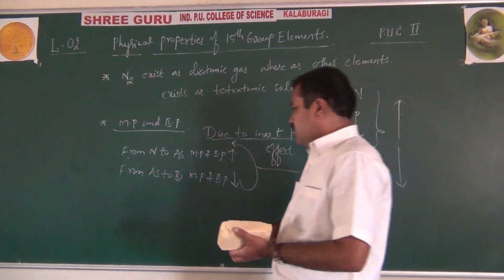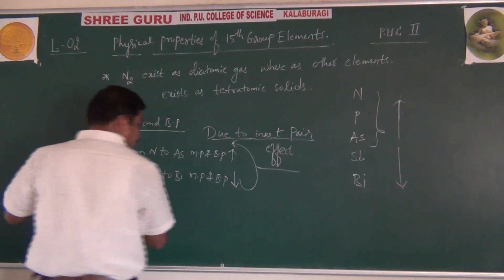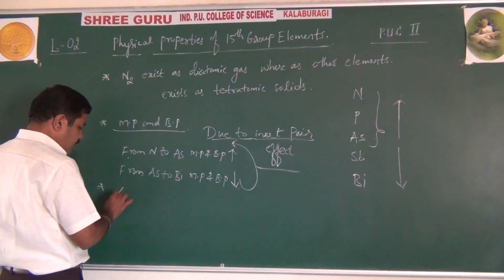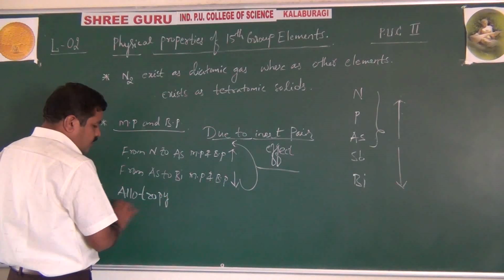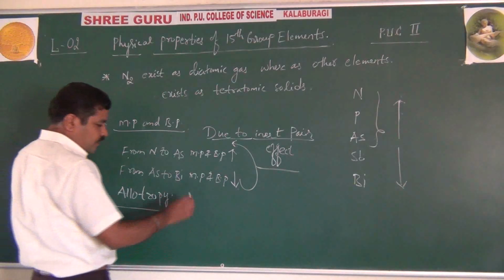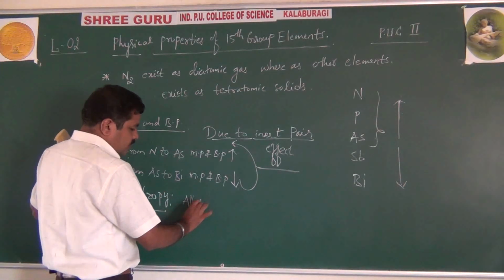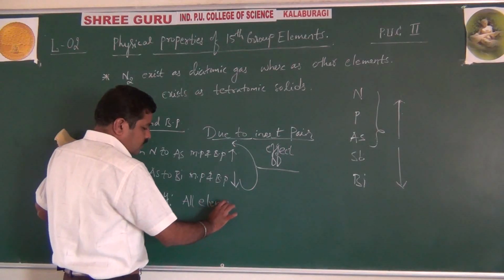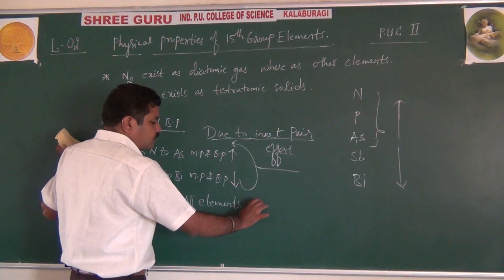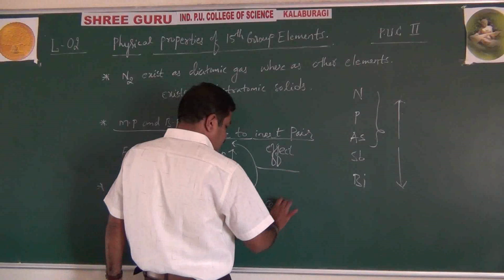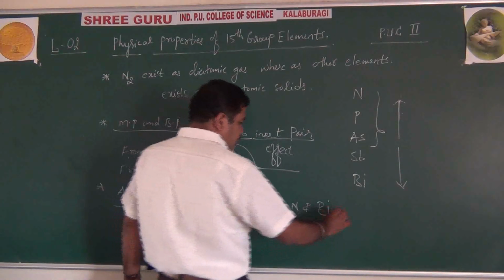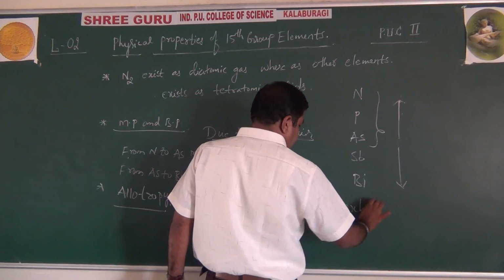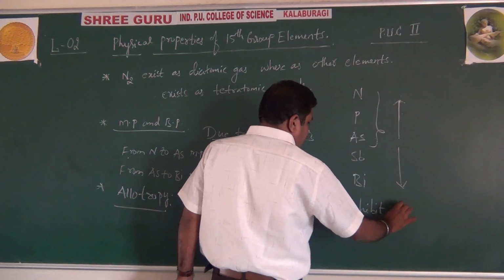Now next, regarding allotropy. All elements except nitrogen and bismuth exhibit allotropy.